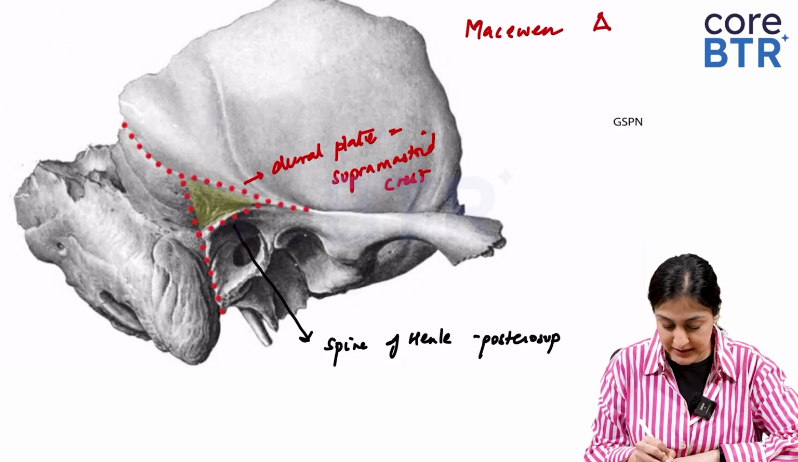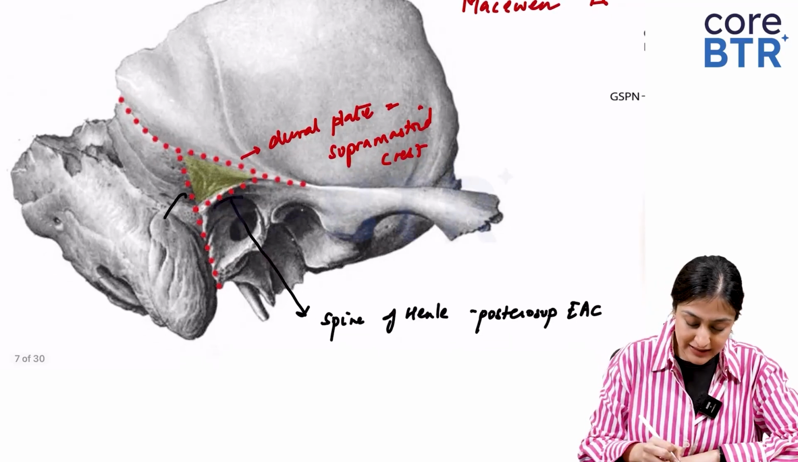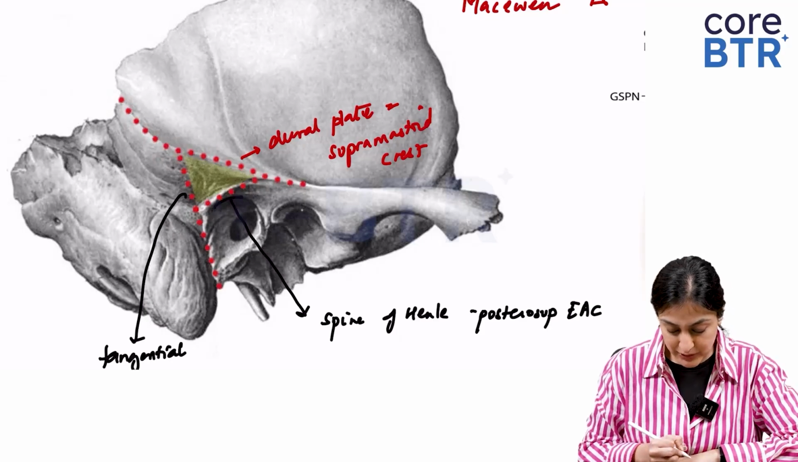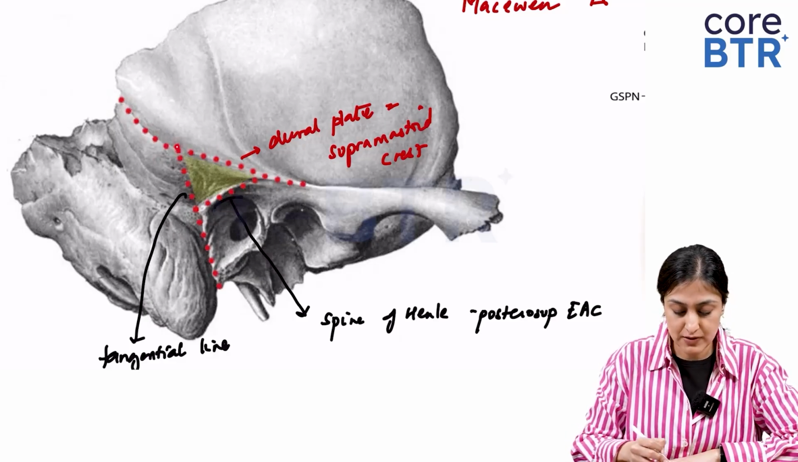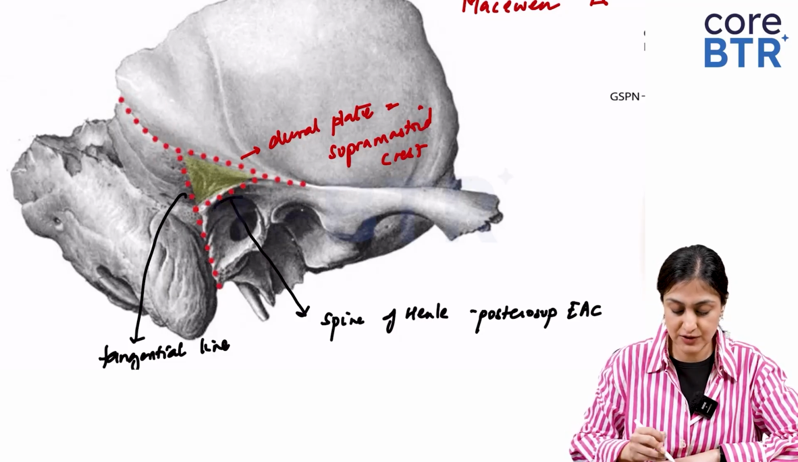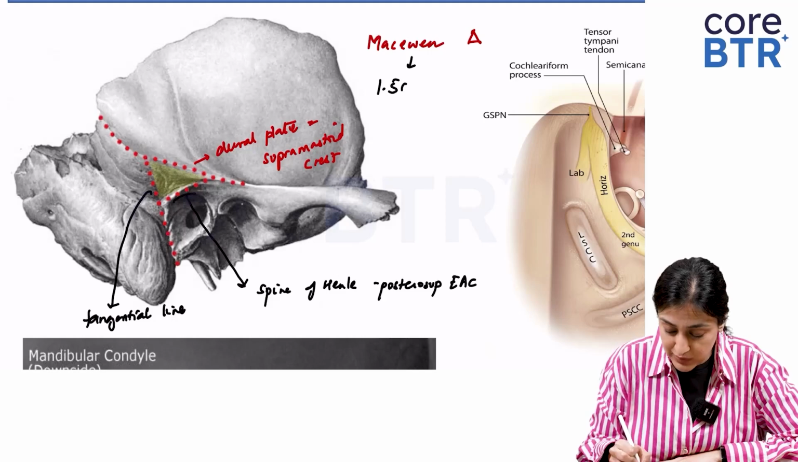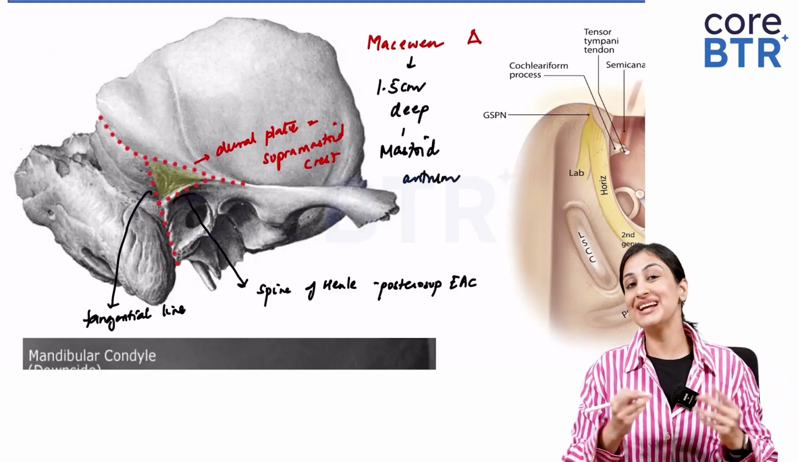of the EAC, and then one line is a tangent joining the two. Okay, so that's a tangential line to the EAC. Just remember two boundaries, the supramastoid crest or dural plate, and the spine of Henle, and then just connect these two. So this becomes the McEwen's triangle. The surgeon will have to drill 1.5 centimeters deep here, and they will find the mastoid antrum. The mastoid antrum is where you have the mastoid air cells.